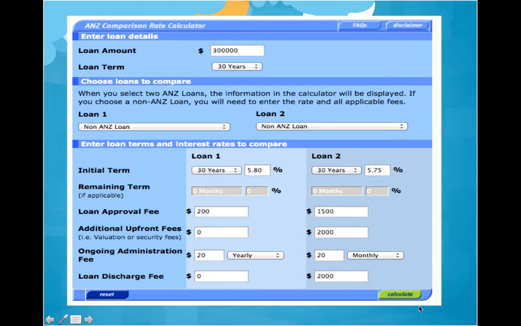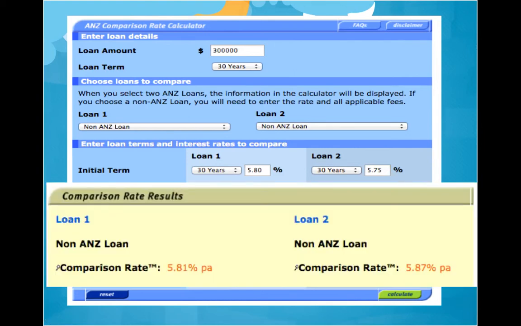If I then ask the online calculator to calculate the comparison rate, I see that loan 2, which had the lower quoted rate, now has a higher comparison rate than loan number 1. This is just an example that shows that we cannot look at the quoted interest rate only, but we have to look at the comparison rate where all other costs are also taken into account.